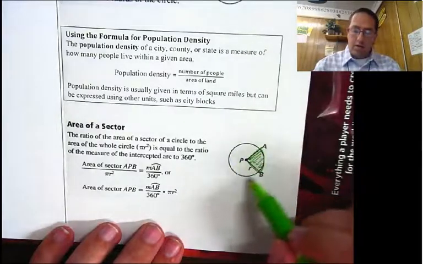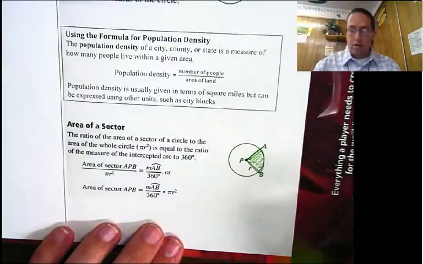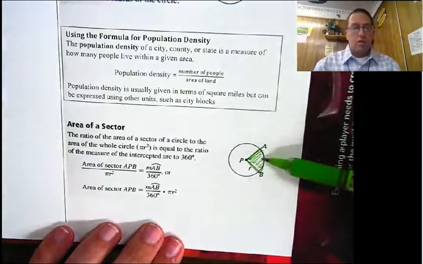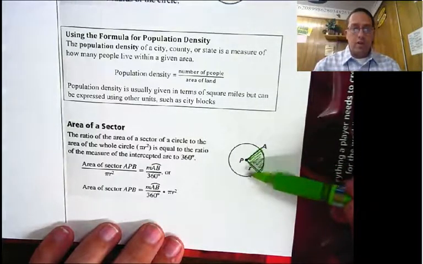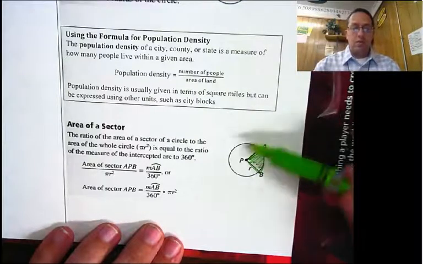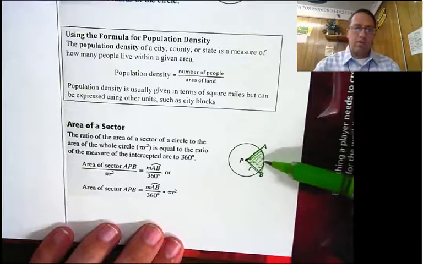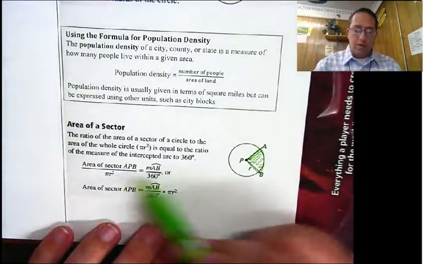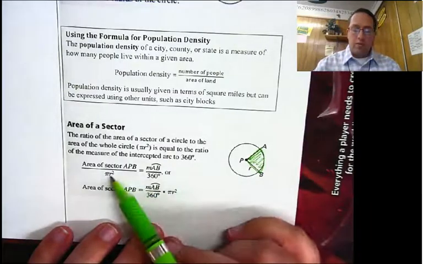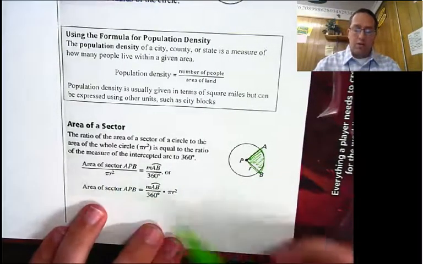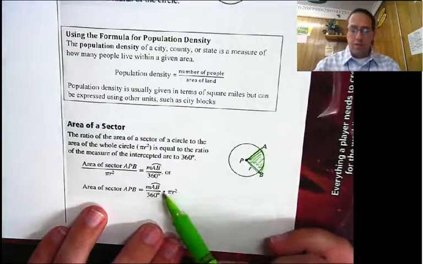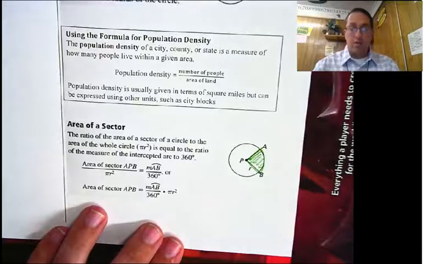You can do the same thing for the major arc. It doesn't matter. So what you have is the area of the piece over the area of the entire thing equals the degrees for the piece over the degrees of the entire thing. You can either have this as a proportion and just leave it like that, or you can multiply both sides by pi r squared, so you have the area of the sector is equal to the arc over 360 times pi r squared, the area of the entire thing.